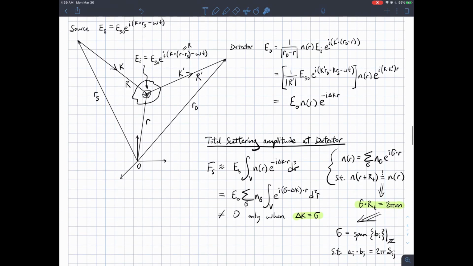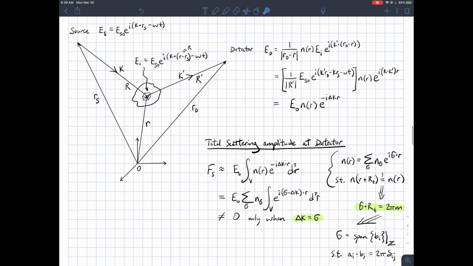So how do we find the delta Ks and the HKLs that give us our distance between the planes? We have a source here. Source is sourcing a plane wave. Let's just talk about one plane wave at a time.